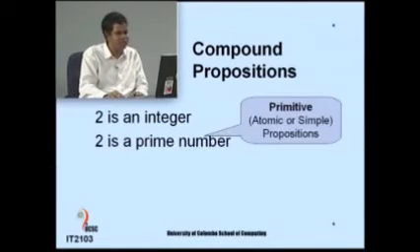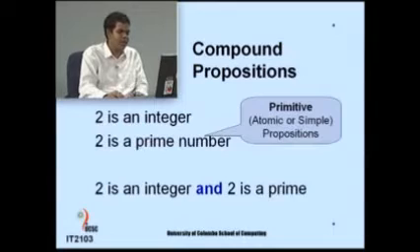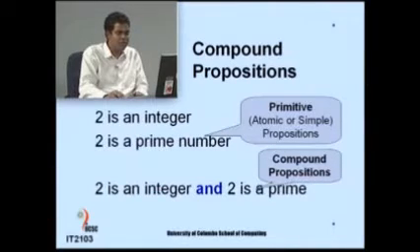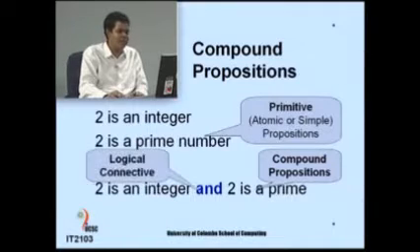Now, what if we take these two sentences and combine them as such? 2 is an integer and 2 is prime. Now, this entire statement is also a sentence which has a specific true or false value. Therefore, the statement 2 is an integer and 2 is prime is also a proposition. This kind of proposition, where we actually build by combining smaller propositions, is known as a compound proposition. And we can build compound propositions from other propositions using words like and, which are known as logical connectives. We will be discussing logical connectives later on as well.